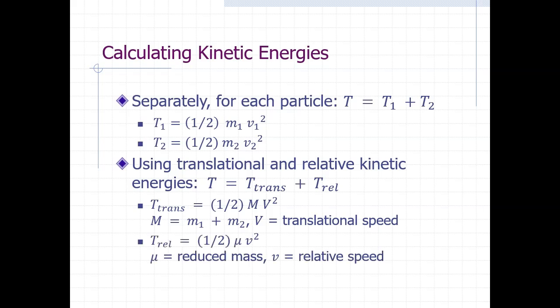The relative kinetic energy is 1/2 times mu v squared. In this formula, we use the reduced mass, shown here as lowercase Greek letter mu, and the relative speed, shown here as lowercase v. From the definition of center of mass and relative coordinates, we can calculate the reduced mass, translational speed, and relative speed from m1, v1, m2, and v2.